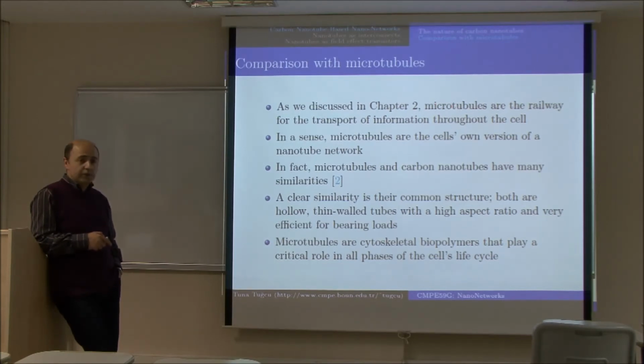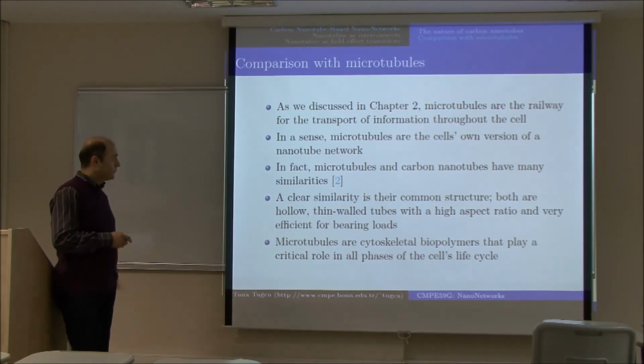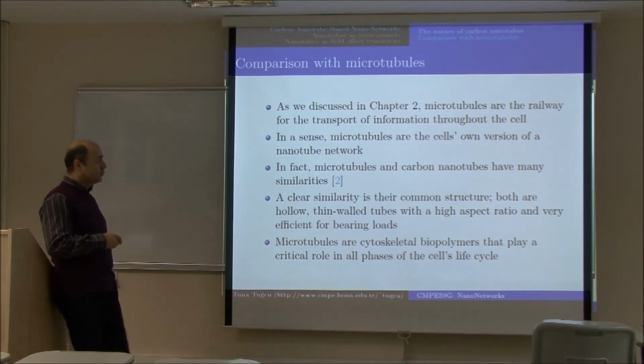So remember, the microtubules were typically working as the railways inside the cell to transport information, which was enclosed in messenger molecules in the vesicles. Or also those microtubules were useful, for example, for transporting organelles inside the cell. You can pull the organelles around also. That's also possible. In a sense, the microtubules are the cell's own version of nanotube network. Not carbon nanotube, but nanotube.